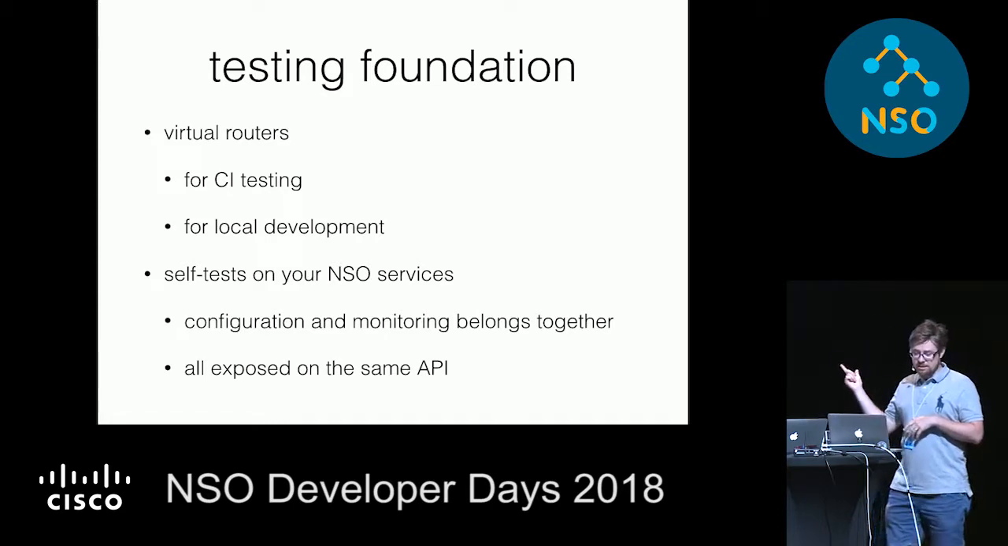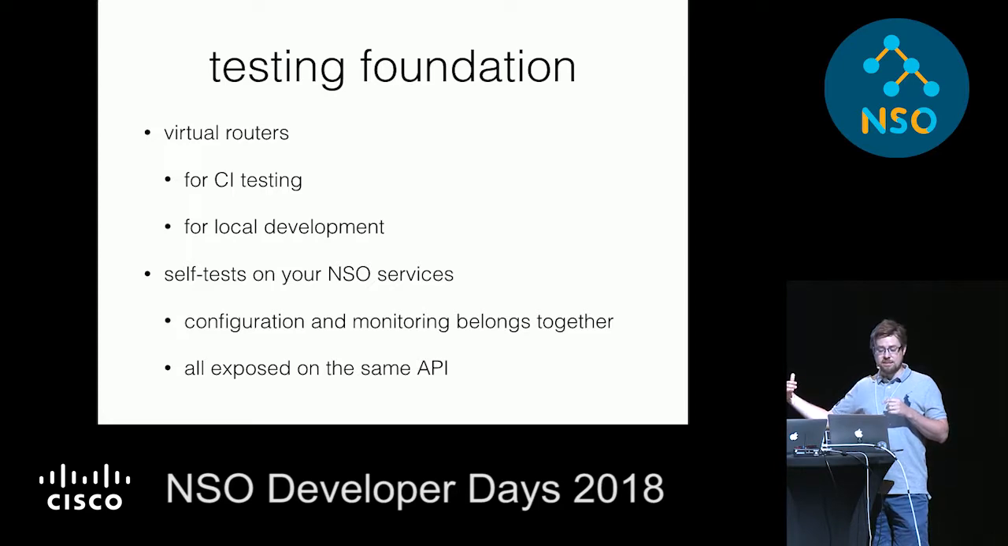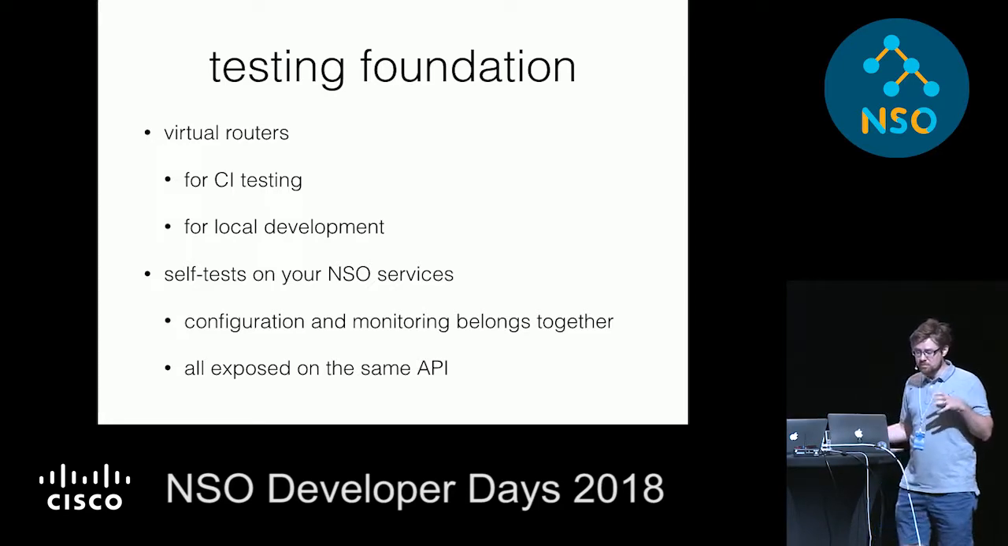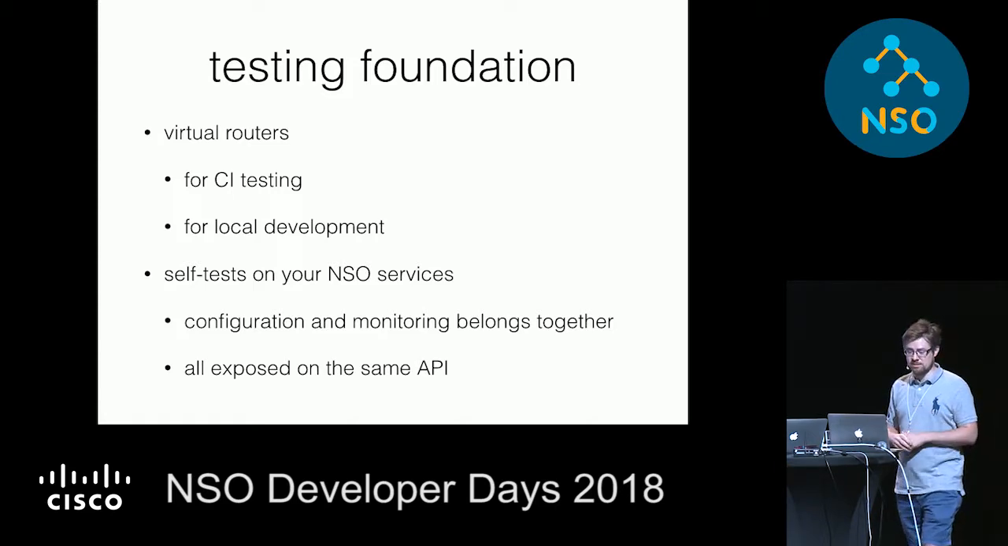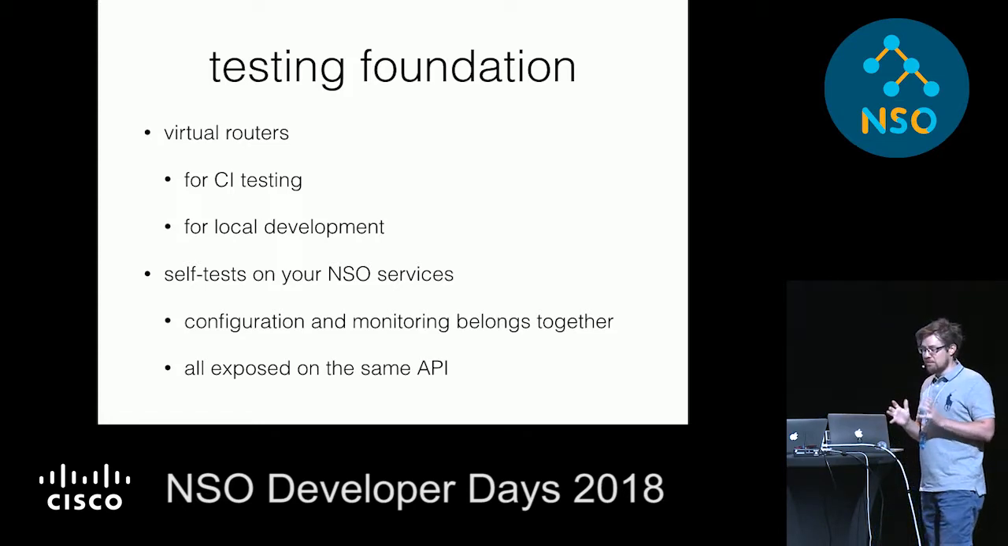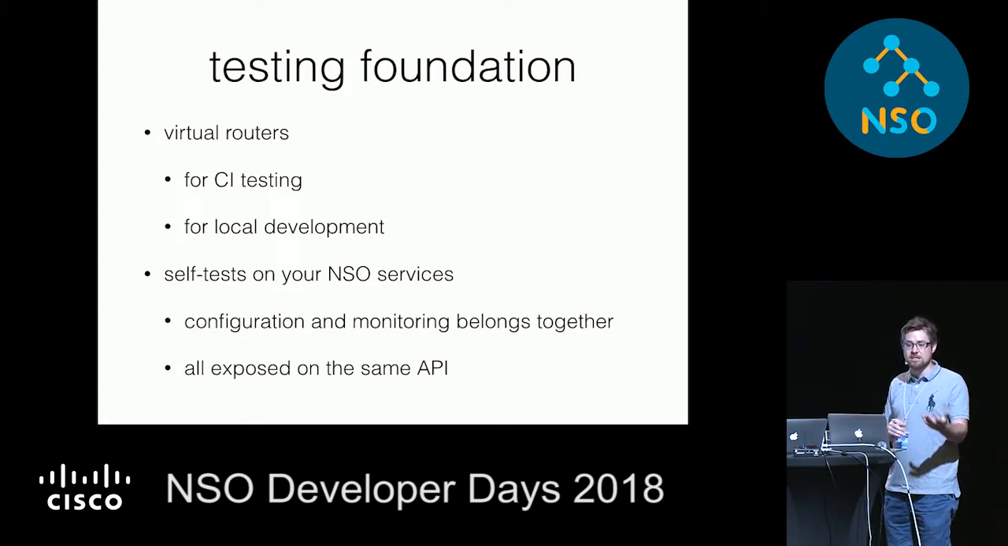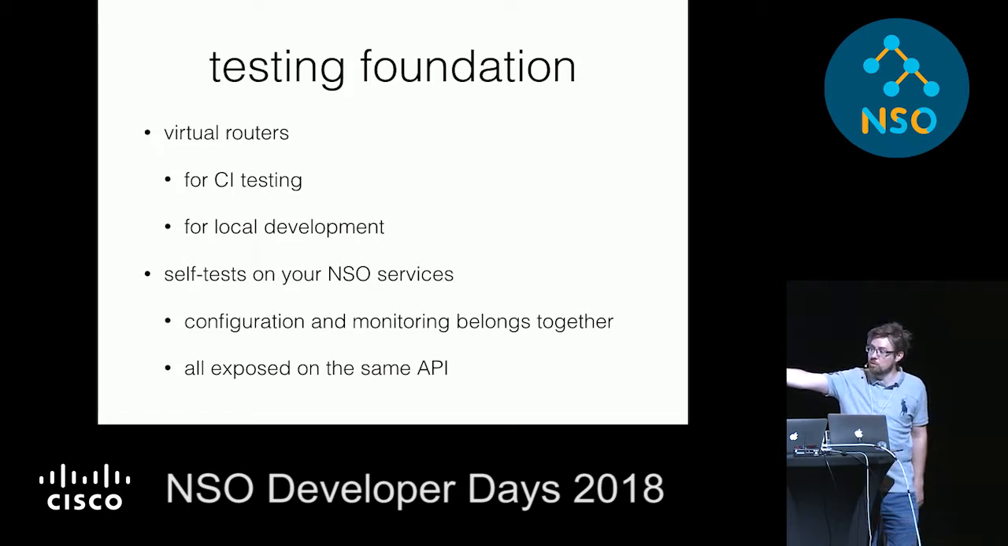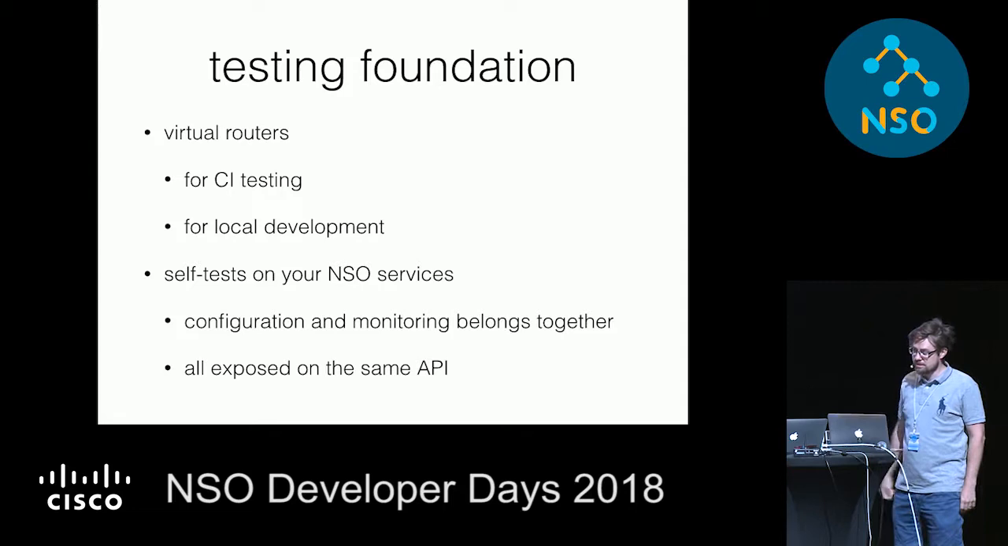So this is sort of the foundation of our testing. Virtual routers for CI testing, it's local development as well, I'm going to talk about that. And then self-test, that's how we test this thing, right? So self-test on every NSO service. Configuration and monitoring, they belong together. Remember this. And of course, it's all exposed on the same API, right? Which makes it really, really nice. I mean, it's not nice to your customer if you say, oh, you go and configure it over here. Oh, you want to monitor? Okay, you have to go over here and look at it, right? I mean, that doesn't make any sense.